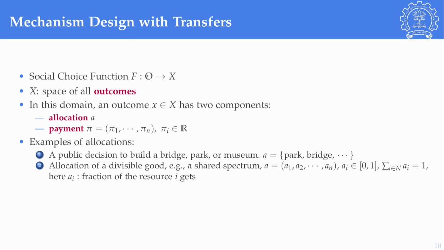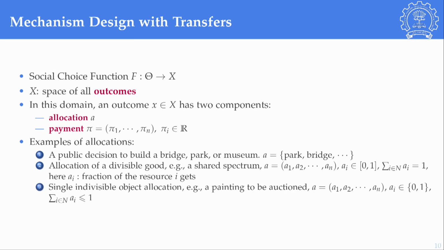Now, it could be an allocation of a divisible good, like a shared spectrum. Each of these individual numbers is a real number between 0 and 1, and when you take the entire space, it is like a share of the entire pie, which should be exactly equal to 1. You can also add a 0 to say that part of the resource was not allocated. That entire summation should be exactly equal to 1. So, the fraction of the resource that agent i gets could also be a valid allocation. For each of those allocations, you have a value.